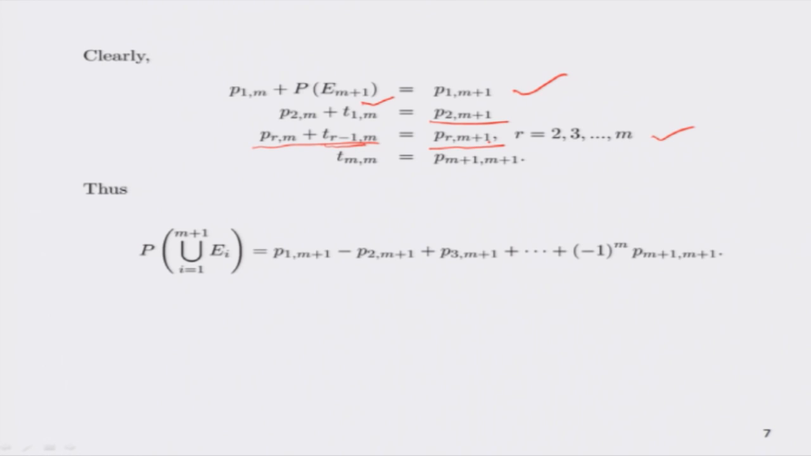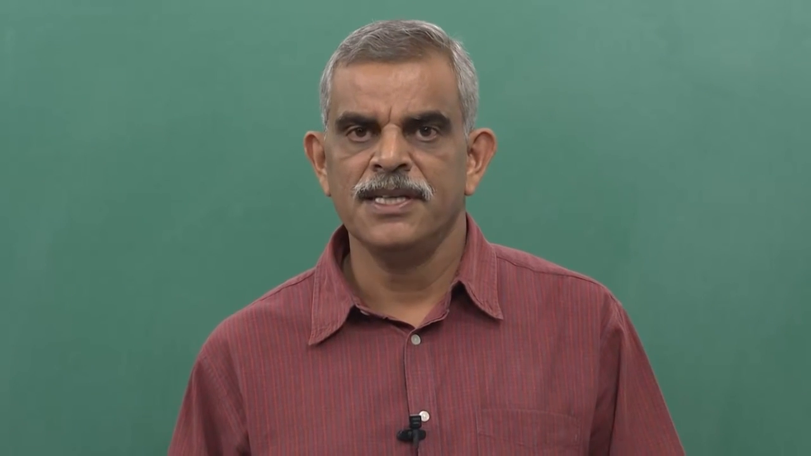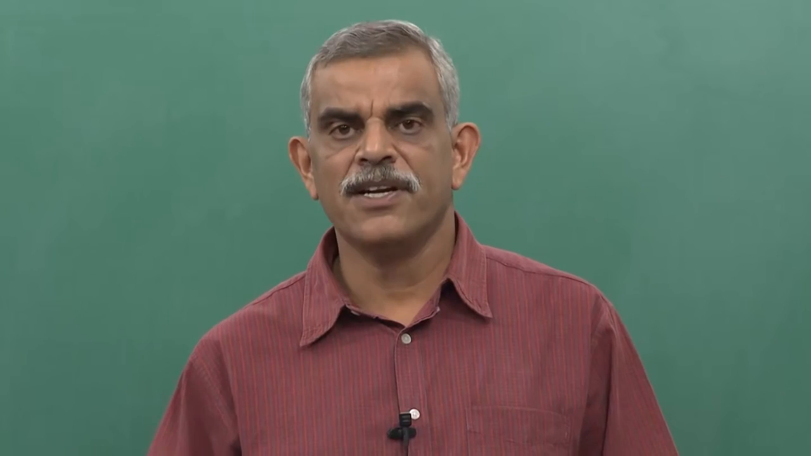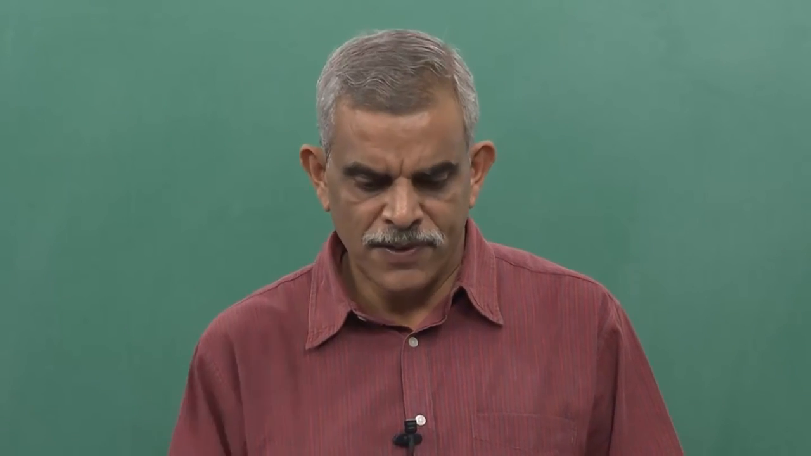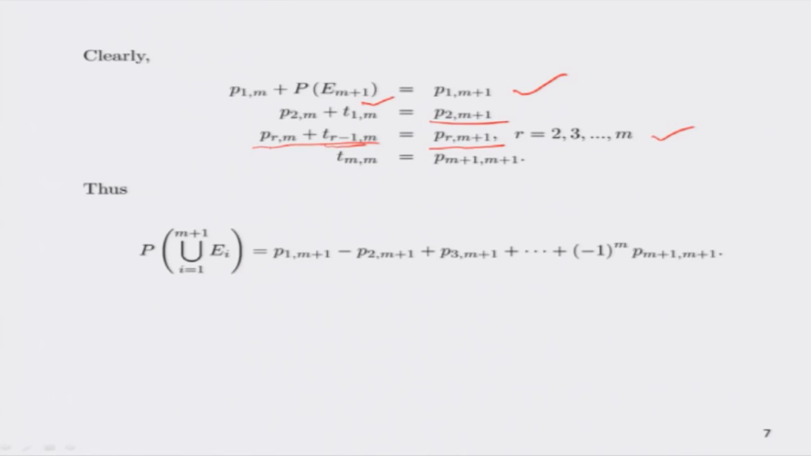Sorry, not joint occurrence of 2. When I talk about P_RM, I am talking about joint occurrence of any R of the events among E1, E2, ..., EM. When I am looking at T_{R-1,M}, I am talking about joint occurrence of any R minus 1 events among E1, ..., EM and one of them is E_{M+1}. So when I combine the two, I get the joint occurrence of E1, ..., EM and E_{M+1} when R are taken at a time.